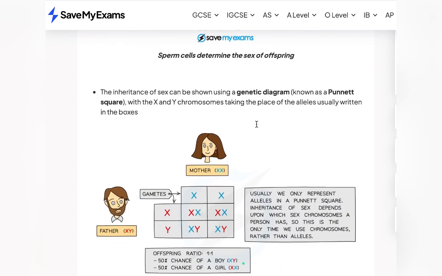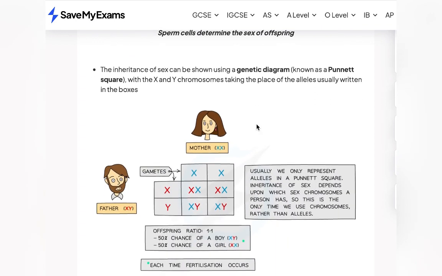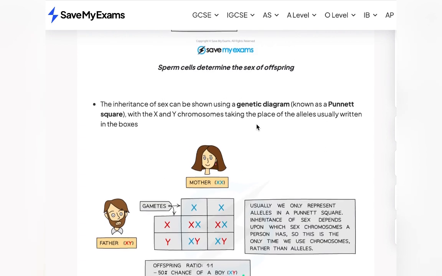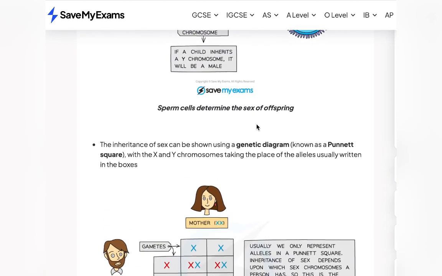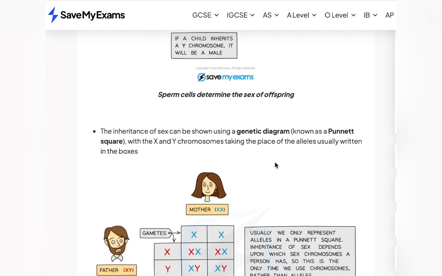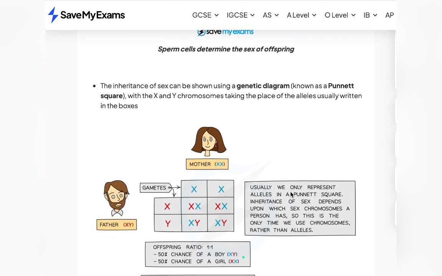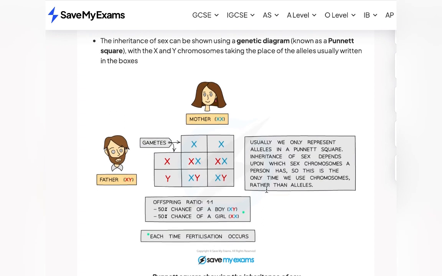Okay, so now let's take a look at the inheritance. We say the sperm cells determine the sex of the offspring. Now, the inheritance of sex can be shown using a genetic diagram, which is called the Punnett square, named after the person who formulated it. In the Punnett square, we have the mother, who has XX, and the father, who has XY. So we have XX for the mother here, the gametes, and XY for the father.